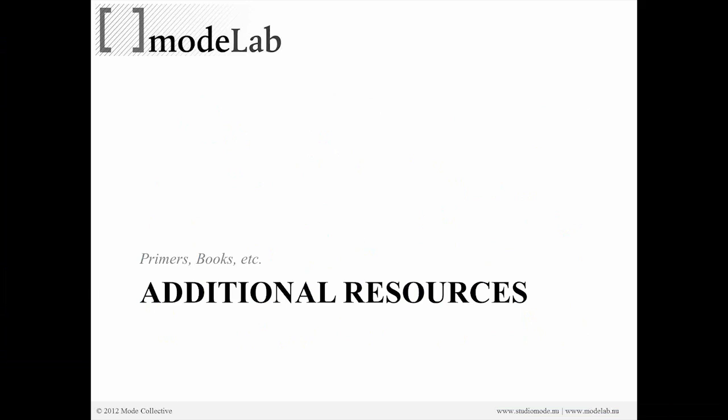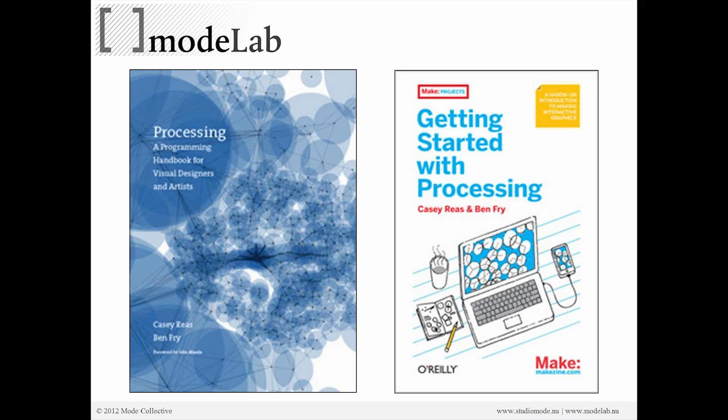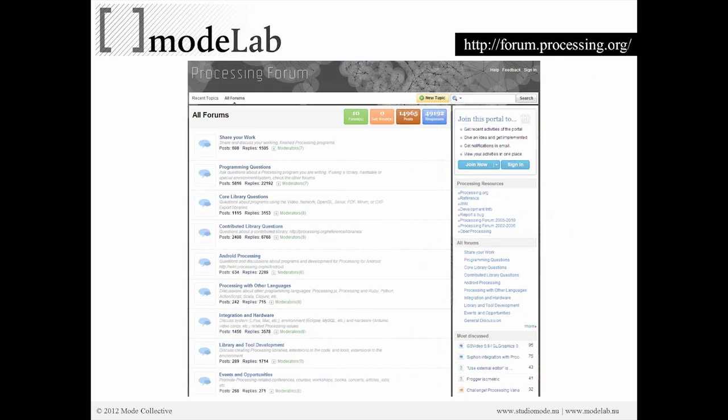We'd like to point you to a couple of additional resources as we conclude today's course. There's a Processing programming handbook for visual designers, as well as the Make Projects version of Getting Started with Processing. Both of these books are really great and informative for getting up and running with Processing, looking at the core concepts, and they each have a quite good reference to all the different methods you can use in Processing. There's also the Processing forum, which is very active. There's a lot of users that are very helpful on here. There's lots of content that is useful for learning more.